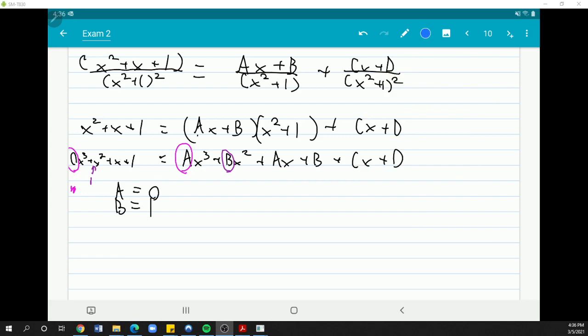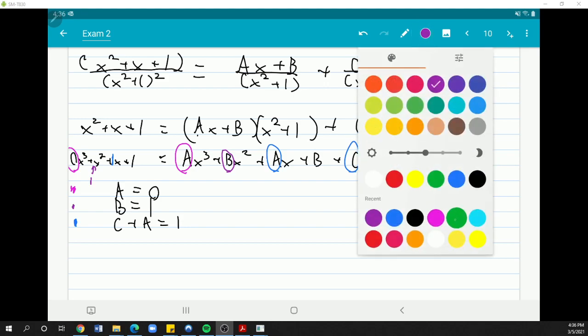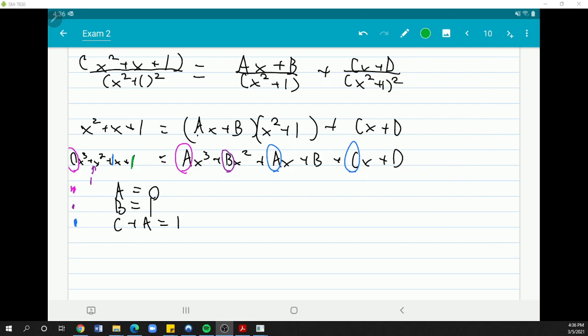And now here's where there's some amount of work. There's 1x, there's ax, and there's cx. So c plus a is equal to 1. That gives us c immediately, but let's wait a second. And then finally, the last term, we haven't done green yet, is this 1. So that gives you b and d. And so b plus d also is equal to 1.